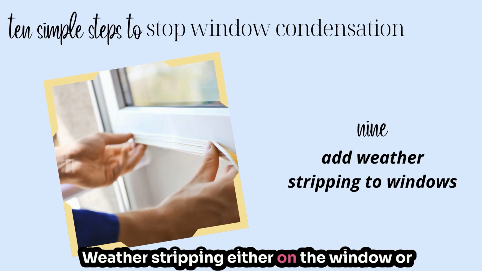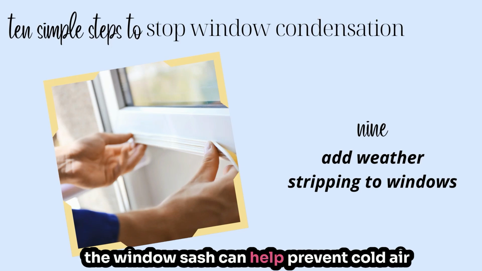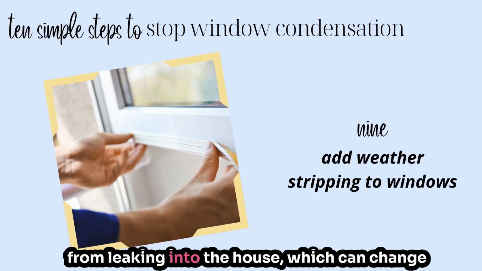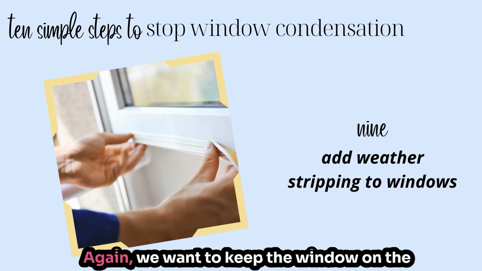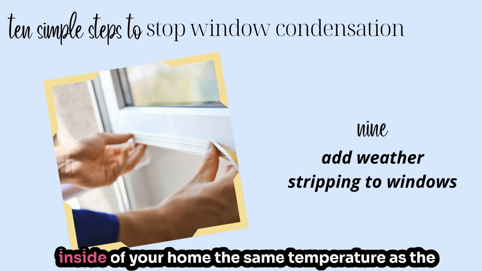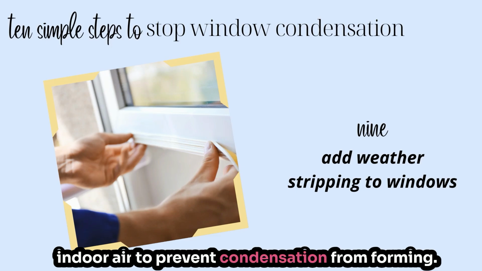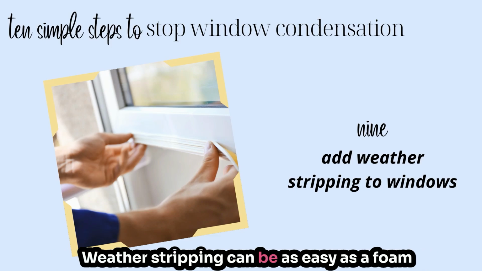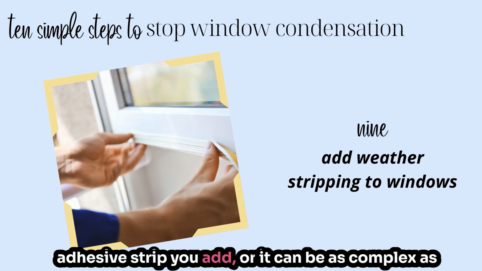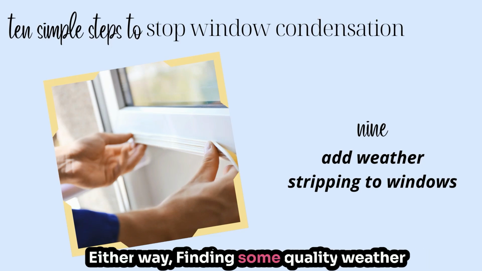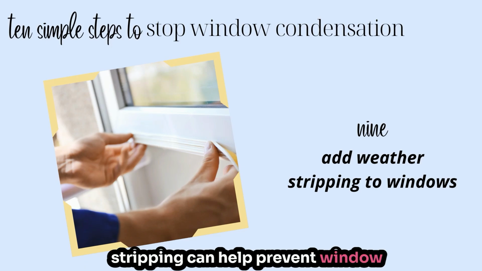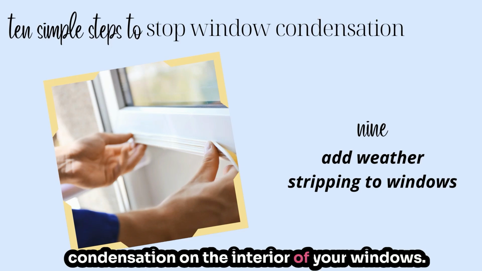Weather stripping either on the window or the window sash can help prevent cold air from leaking into the house, which can change the temperature of the window on the inside. Again, we want to keep the window on the inside of your home the same temperature as the indoor air to prevent condensation from forming. Weather stripping can be as easy as a foam adhesive strip you add, or it can be as complex as adding a bead of caulking to the corners or edges. Either way, finding some quality weather stripping can help prevent window condensation on the interior of your windows.